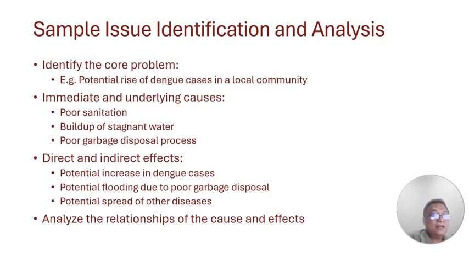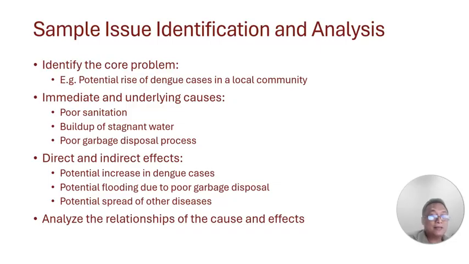The next is immediate and underlying causes. What are those? Poor sanitation is a possible cause. A buildup of stagnant water is also another possible cause. And of course, poor garbage disposal process. Those are possible causes of the same problem.